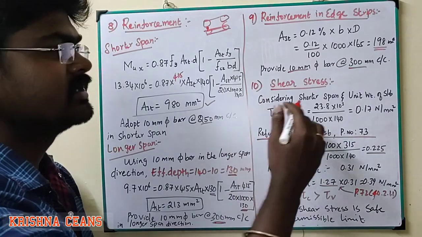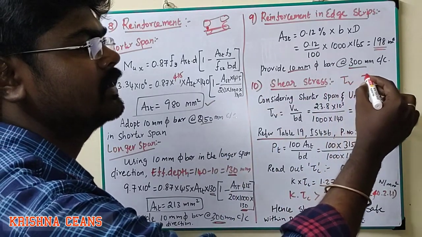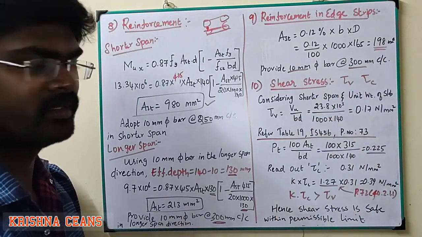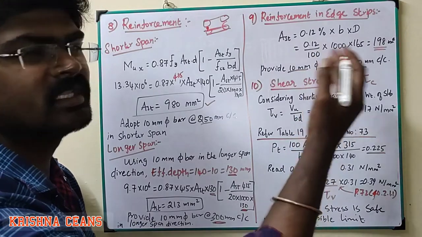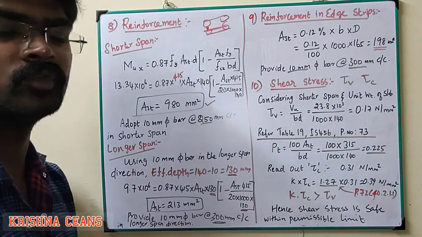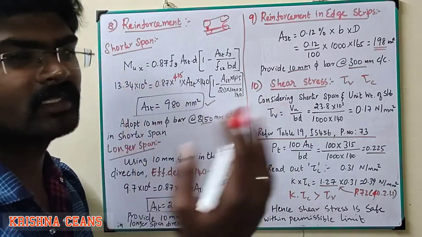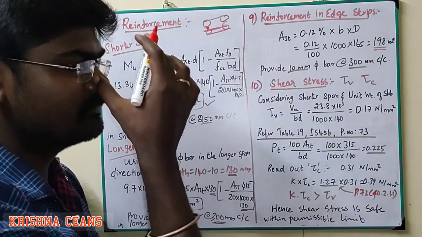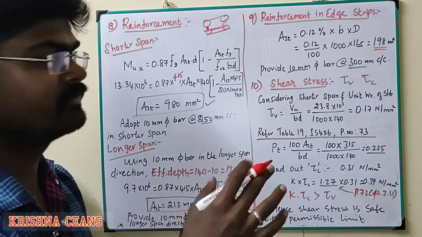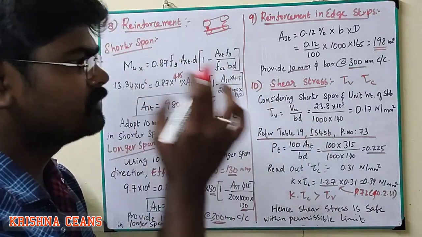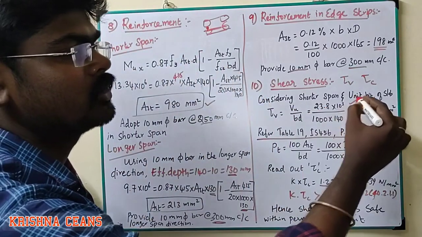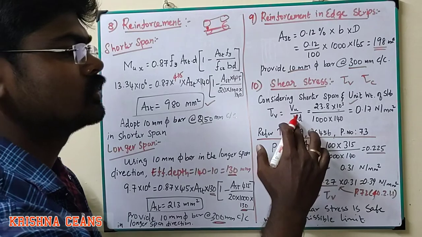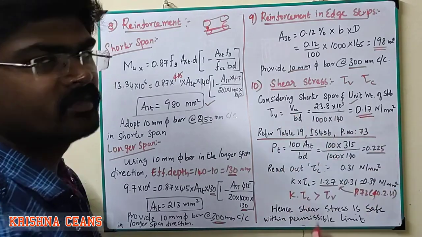Then step number 10, shear stress. We need to compare tau v and tau c. If tau v is greater than tau c, we need to design the reinforcement. In case tau c is greater than tau v, we need not design it; we simply provide at least a 10 mm dia bar, minimum reinforcement. Considering the shorter span and unit width of the slab, because for a two-way slab we always design for the shorter span. So tau v is Vu by bd. Vu is 23.8 into 10 power of 3, converting from kilonewton to Newton, divided by 1000 into 140. So we get 0.17 Newton per mm square.